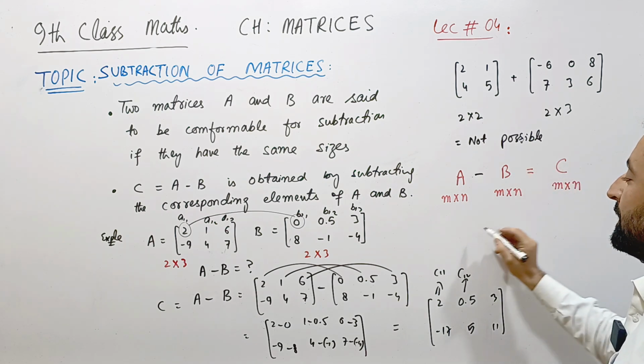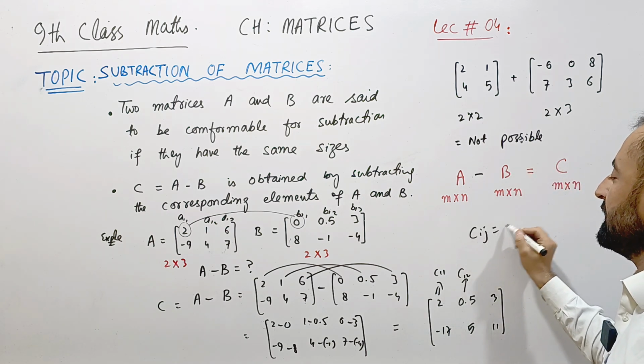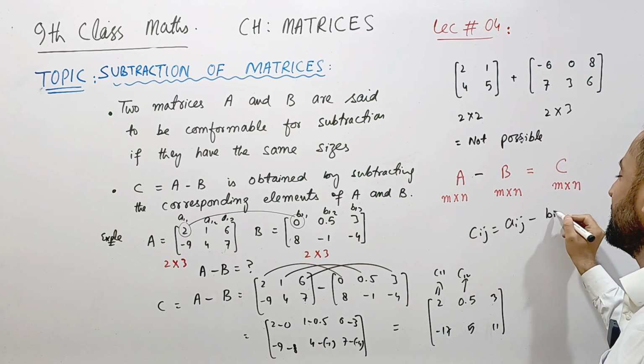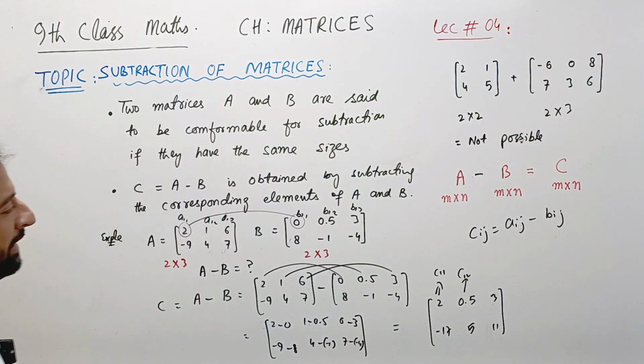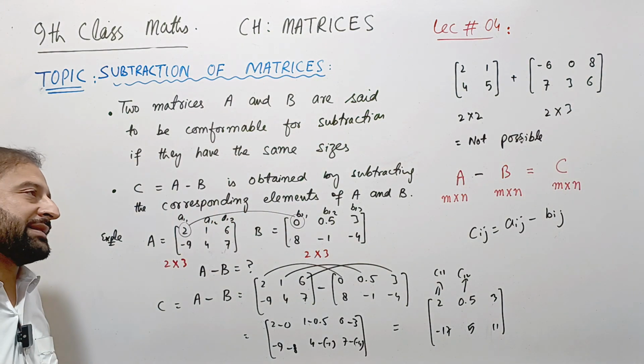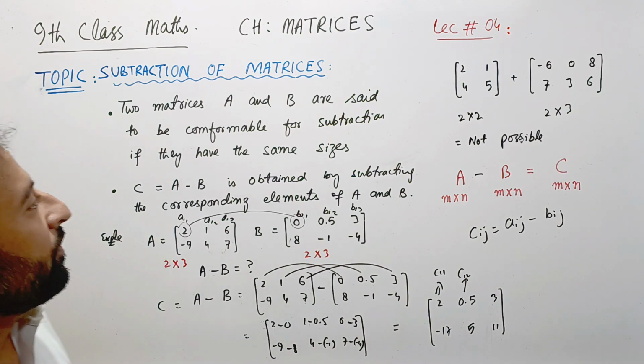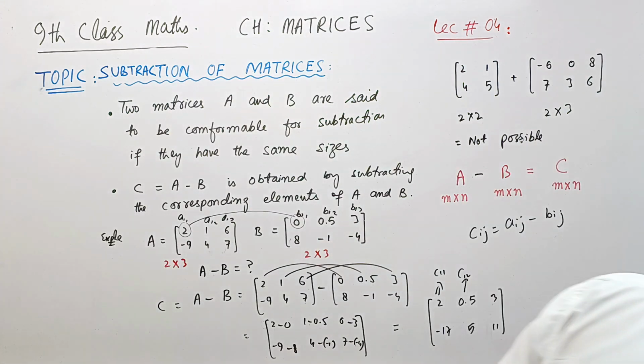Subtraction, minus. So Cij is Aij minus Bij. The same, no need to explain further. I think the same thing, just replace addition by subtraction. Right, students?